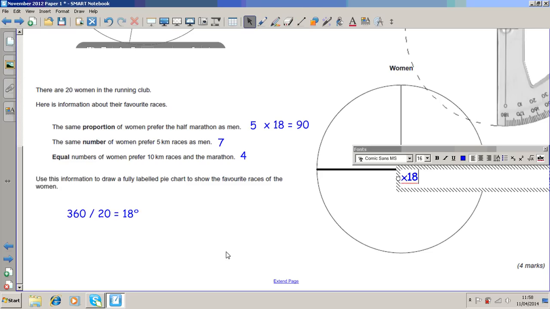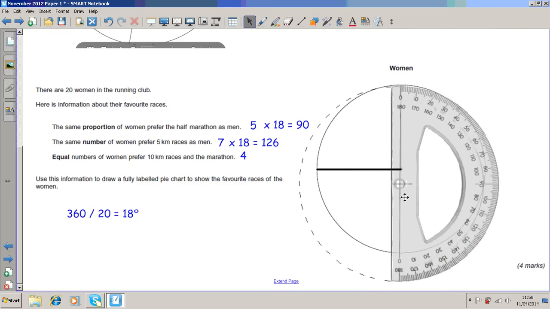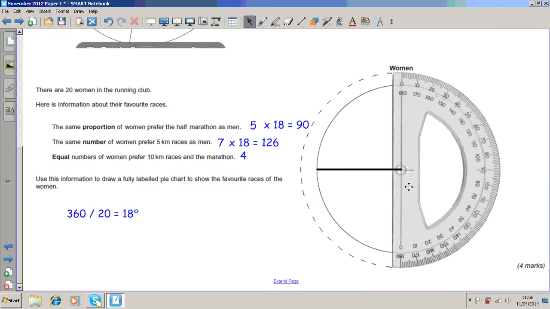7 times 18 is 70, 7 times 8 is 56, so that's 126. And again, if you're not comfortable with that, then do yourself a little box method in the corner somewhere. 7 times 18, 7 times 10 is 70, 7 times 8 is 56, put them together is 126. So I've got to measure myself 126 degrees.